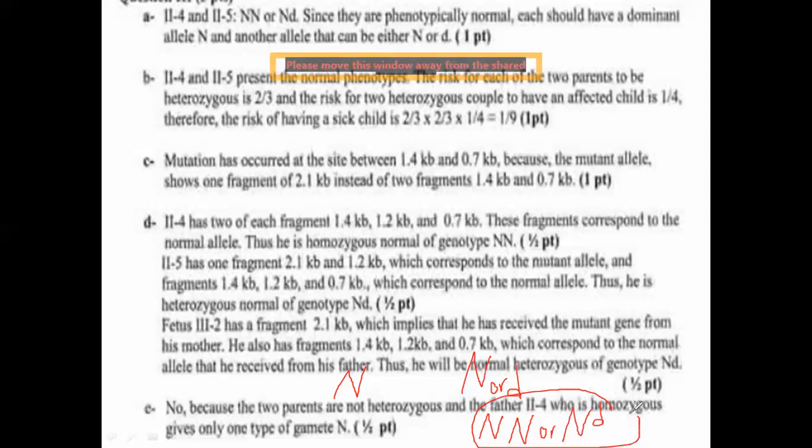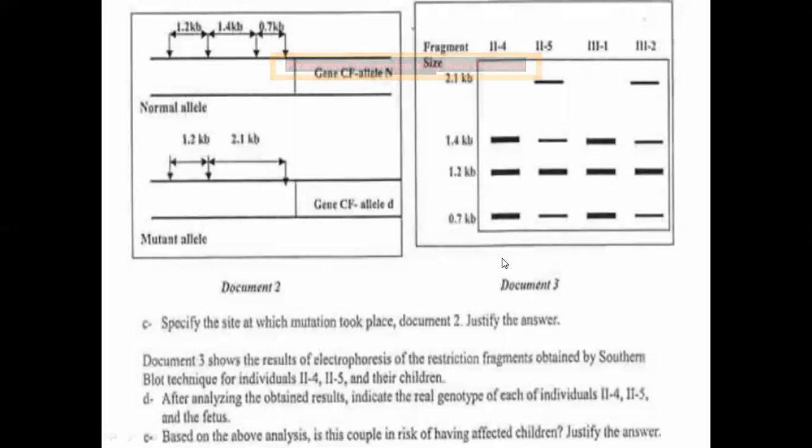Why? Because the dominant is expressed in both homozygous and heterozygous cases. This can be explained by the fact that this person can be homozygous or heterozygous, having the genotype NN or ND. So in this question, we determined how to use the Southern blot technique and how to relate it to the restriction map shown in document 2.